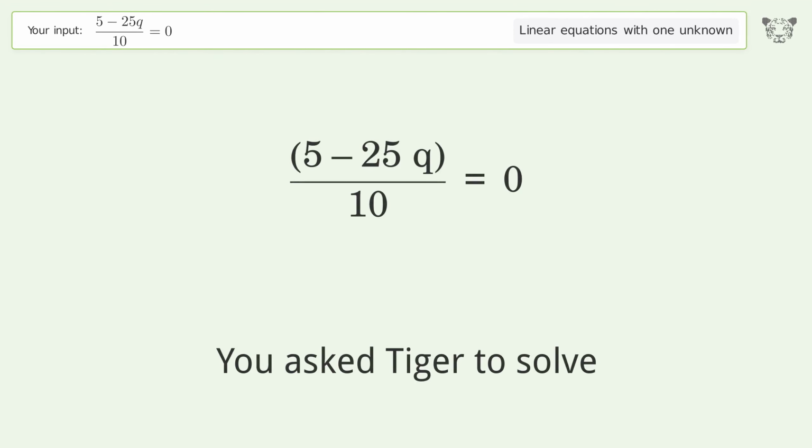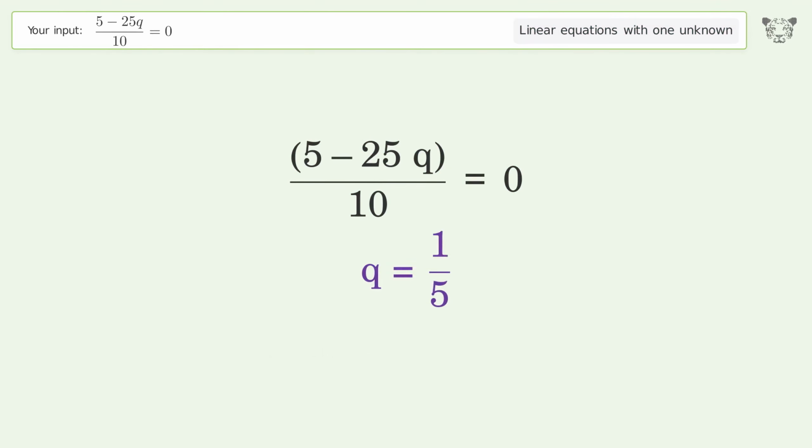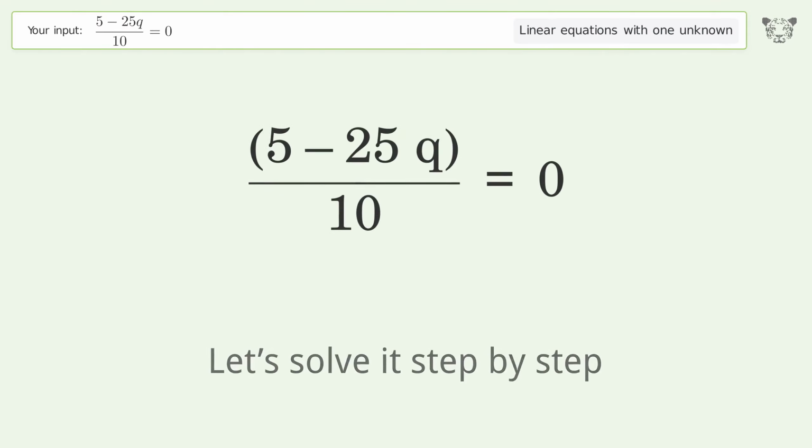You ask Tiger to solve. This deals with linear equations with one unknown. The final result is q equals 1 over 5. Let's solve it step by step.